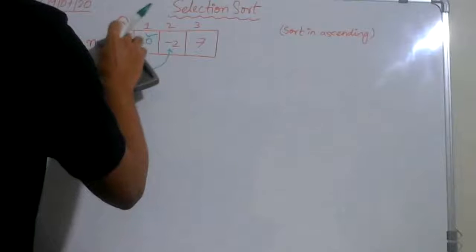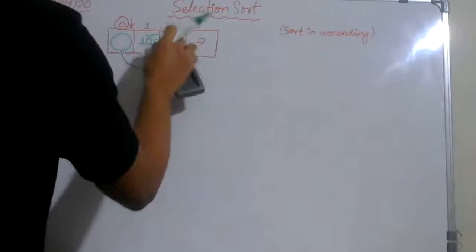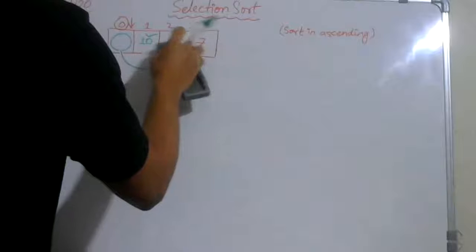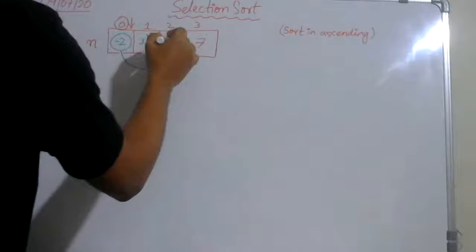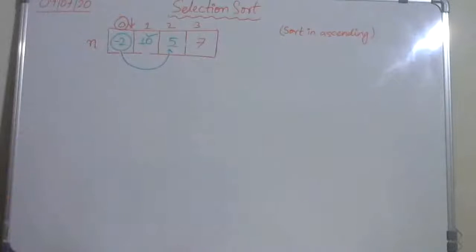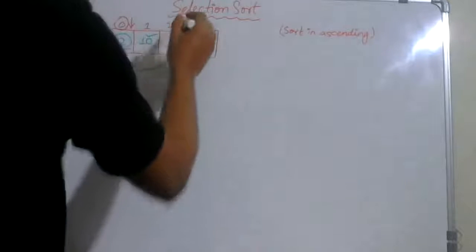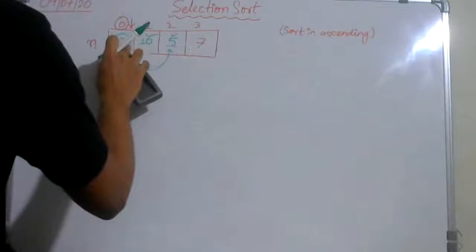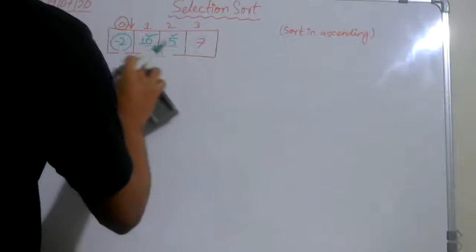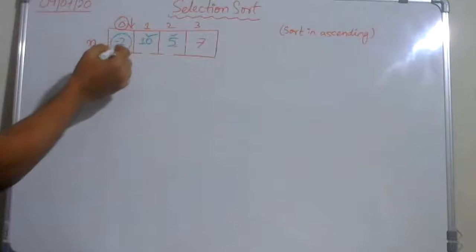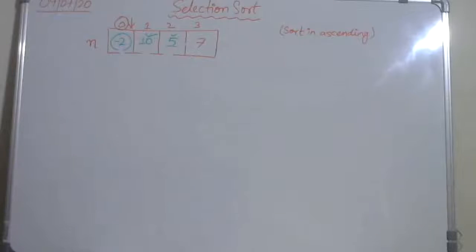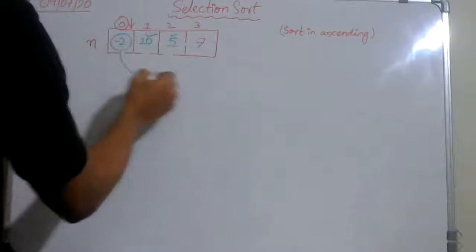So -2 comes now in place of 5, and 5 takes the original position of -2. So we have finished comparing with this element as well. Now we'll move on to the next element. The present value of the first location in the array after the interchange is now -2. -2 is now compared with 7.